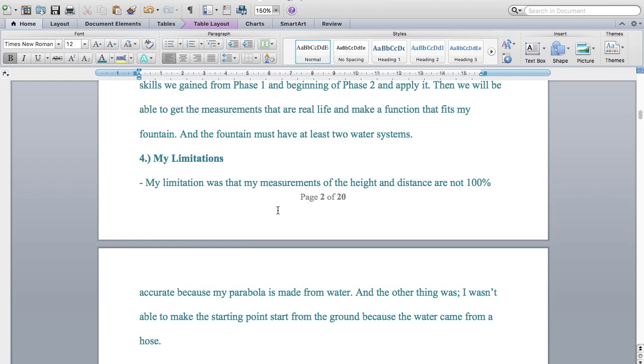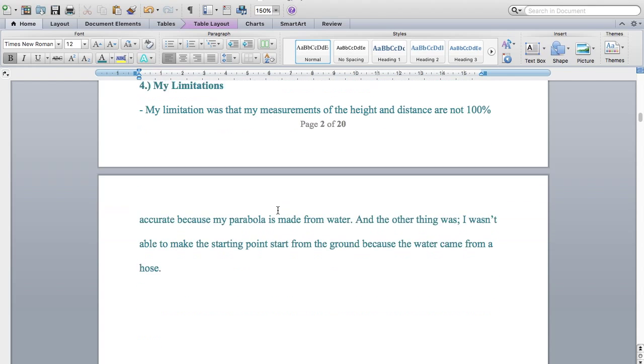My limitations in this project were that the measurements of the height and distance of the arc for phase 2 were not 100% accurate because they were made from water, and water is not always solid. The other thing was I wasn't able to make a starting point from the ground because the water came from a hose in my garden and the hose is not underground.